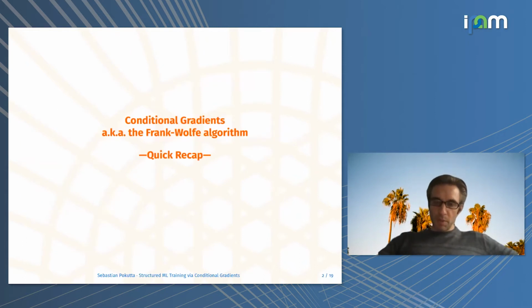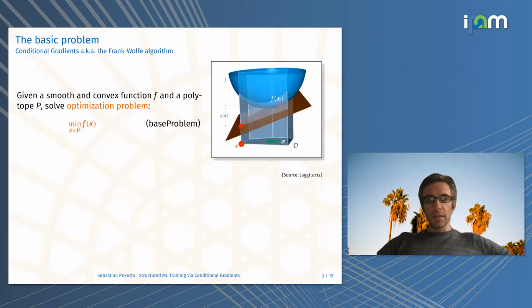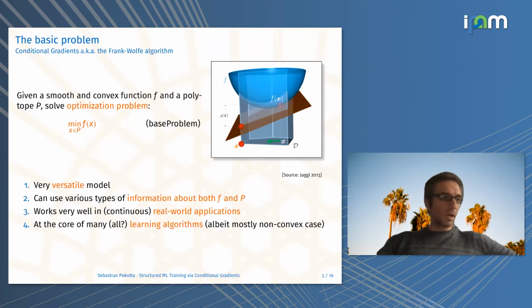The problem that we would like to solve is very simple. We want to minimize a smooth and convex function f over a feasible region, and typically we would consider polytopes P here. And that's the optimization problem that we would like to solve. As you can imagine, this is a very versatile model, and you might know many different applications. And in this context, you can model information about both the function f and the feasible region P in different ways. These methods tend to work really well also in real-world applications.